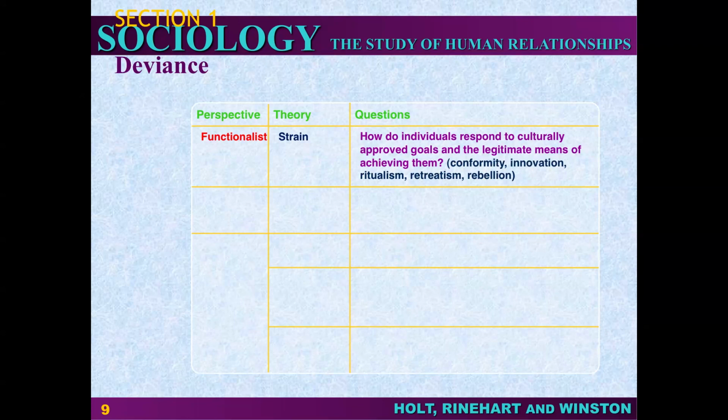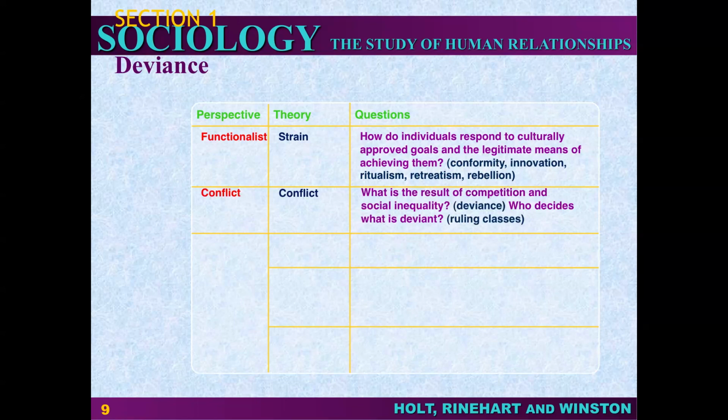But the question that the strain theory would ask is, how do individuals respond to culturally approved goals and the legitimate means of achieving them? And there are 5 different ways that they could respond to that. One is through conformity, one is through innovation, one is through ritualism, retreatism, and rebellion. The conflict perspective has the conflict theory. The question is, what is the result of competition and social inequality?